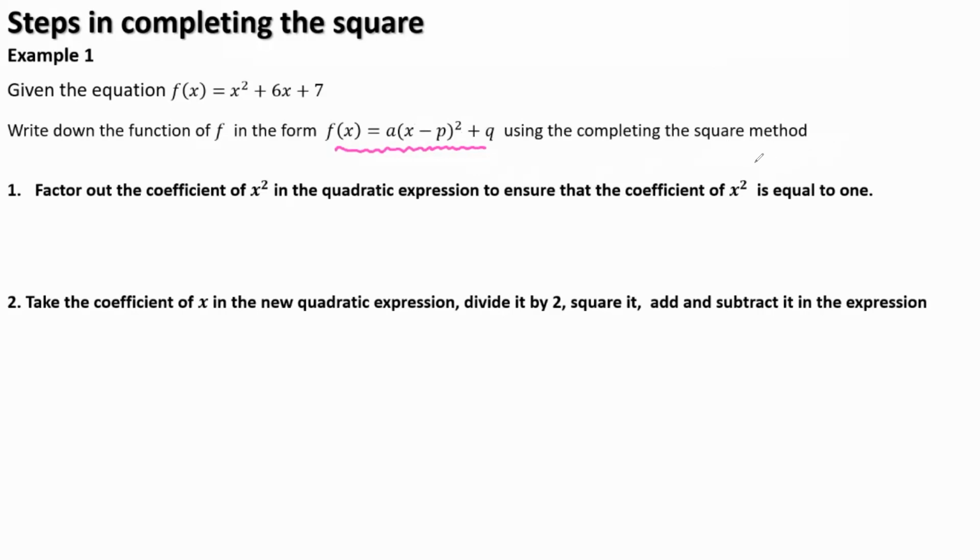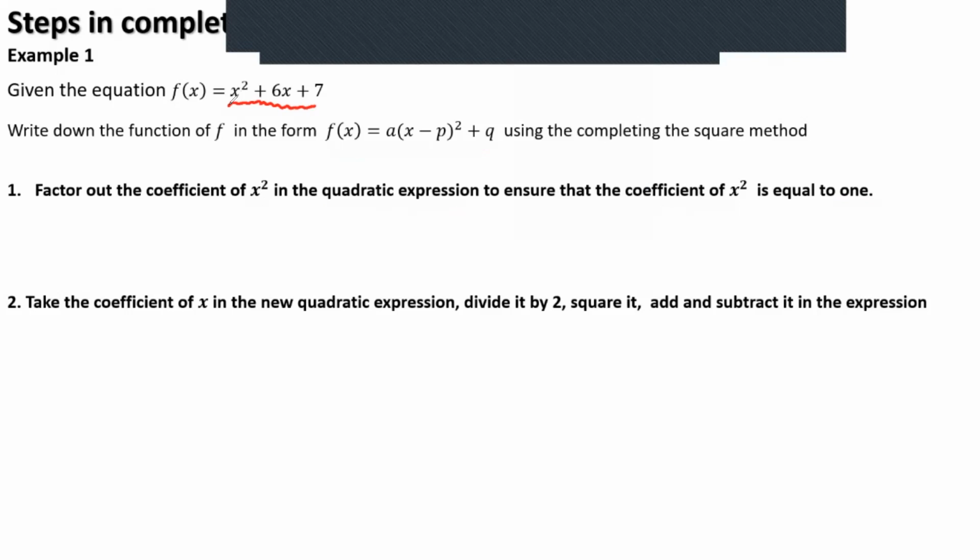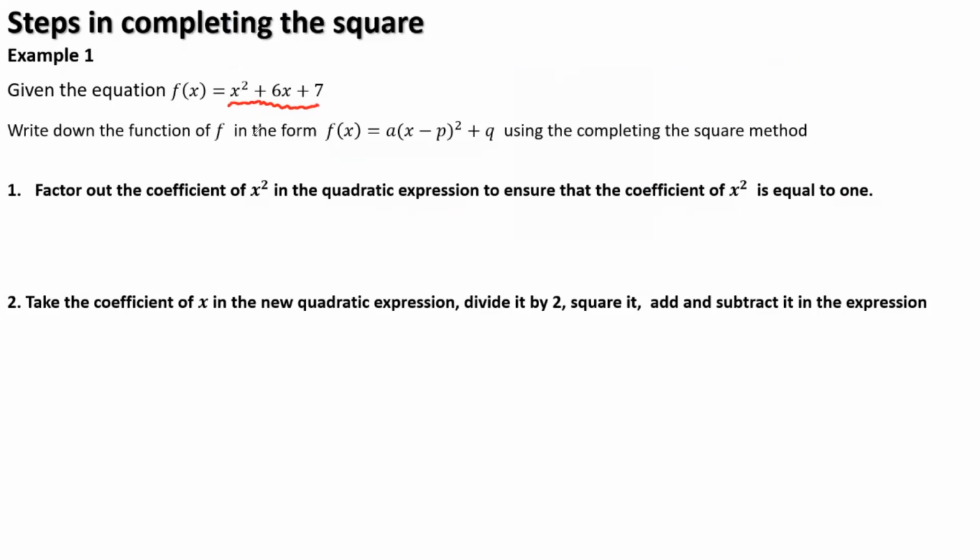So what are the steps? Step number 1. When you're given your quadratic equation, factor out the coefficient of x squared in the quadratic expression to ensure that the coefficient of x squared is equal to 1. Very important. So if you're given a quadratic equation, the first thing is to ask, is the coefficient of x squared equal to 1? Yes. If not, then factor out that particular coefficient. Judging by the question on the board here, the coefficient of x squared in this case, luckily, is 1. So there's no need to factor out.